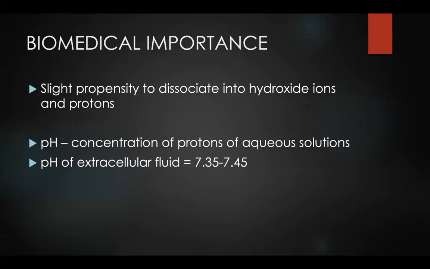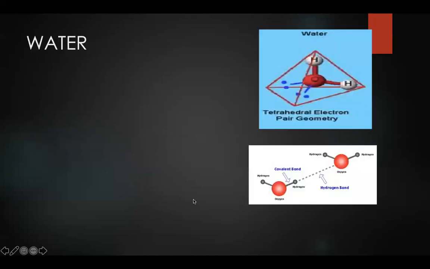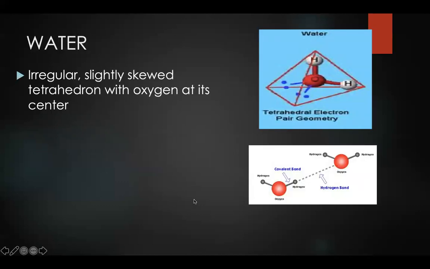Another biomedical importance of water in pH is that, from the property that I mentioned a while ago, that water has a slight propensity to dissociate into hydroxide ions and protons, we have now the development of pH, which is the concentration of protons in an aqueous solution. The normal pH of extracellular fluid, please remember this, is 7.35 to 7.45. Now let's discuss the properties of water, its physical and chemical properties.